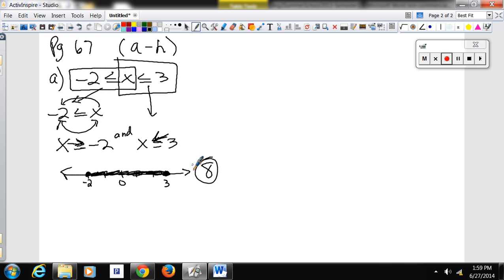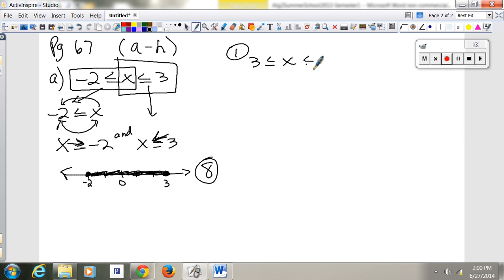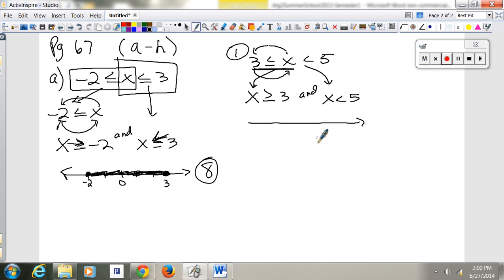And you're going to move down to page 67 at the bottom, number 1, and you're just going to solve a graph. So you'll have 3 less than or equal to x is less than 5. Again, I'm going to flip it around so that the x is in front. This becomes a greater than sign. This becomes a 3 here. And I'm going to put x less than 5 as an and. You can tell by the and. And just draw a quick graph.